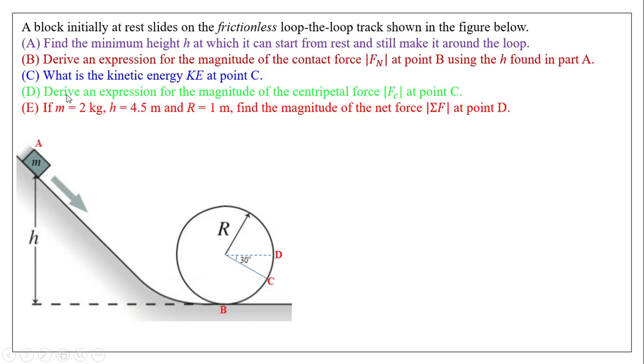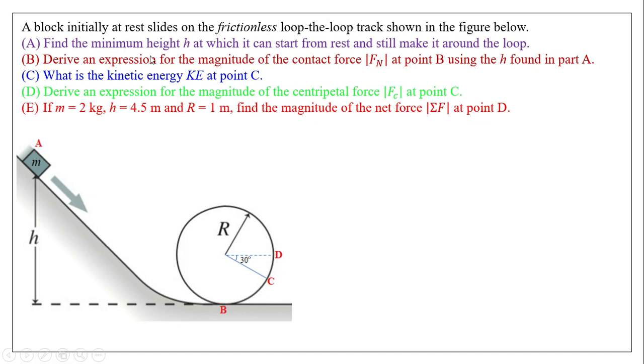Alright, so here we have a block of mass M. It is initially released from rest at point A, and it's going to make it through this loop-the-loop, vertical loop. Parts A, B, C, D, and E ask you to find these quantities. Pause it, read it. Alright, I'm just going to go ahead and do it.